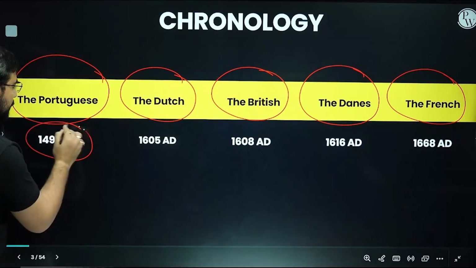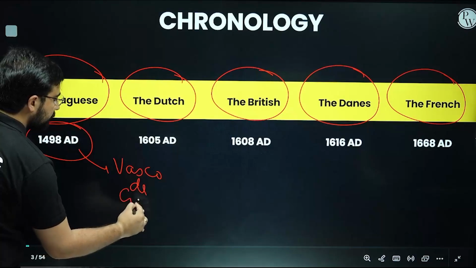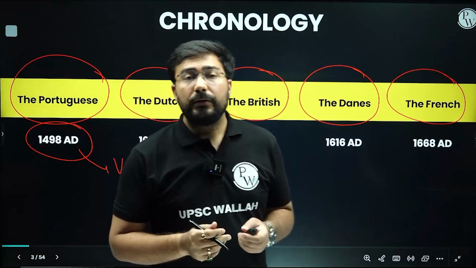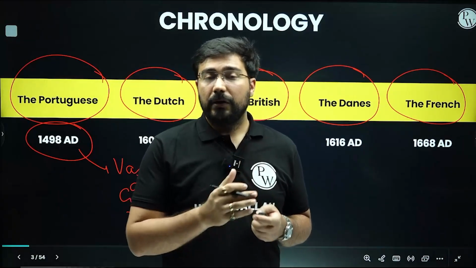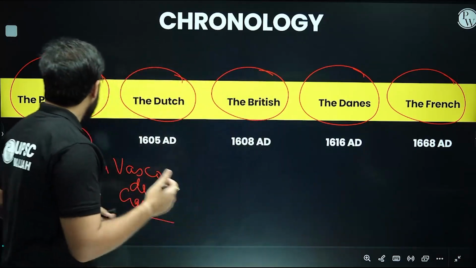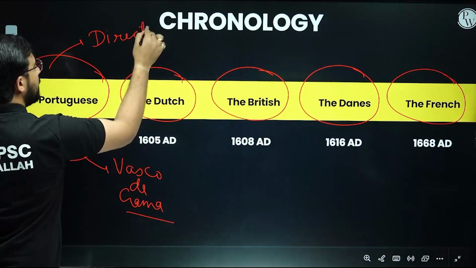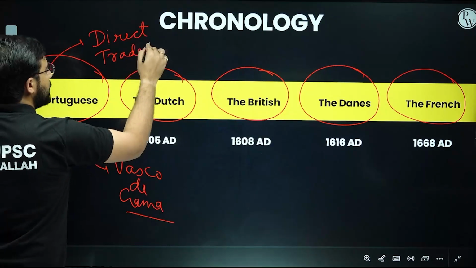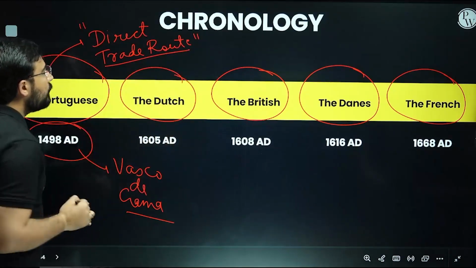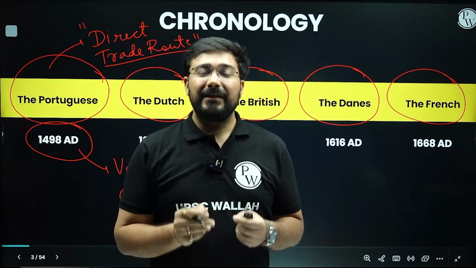The first one, Portuguese. You know that the first person who came to India was Vasco da Gama. So Vasco da Gama was the first person who was able to reach India from South Africa, from the region of the African continent, and that's how the direct trade route, please remember the word direct trade route, was established from Europe all the way to India. But there were certain factors which were responsible for that. Why did they come to India?